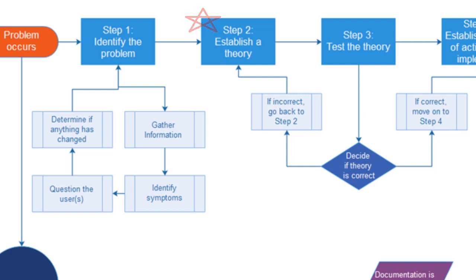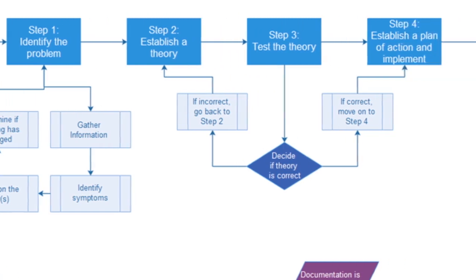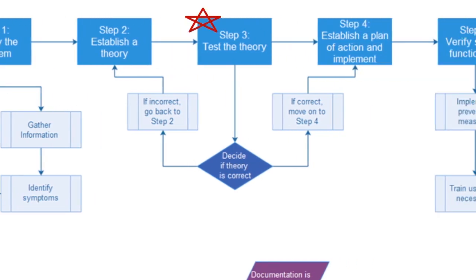Step two, establish a theory. Well, you don't know if the theory is going to be correct or not. You want to establish something. You want to question the obvious. You want to start with the most likely cause. You know, if the computer won't turn on, maybe it's not plugged in. The most likely cause.